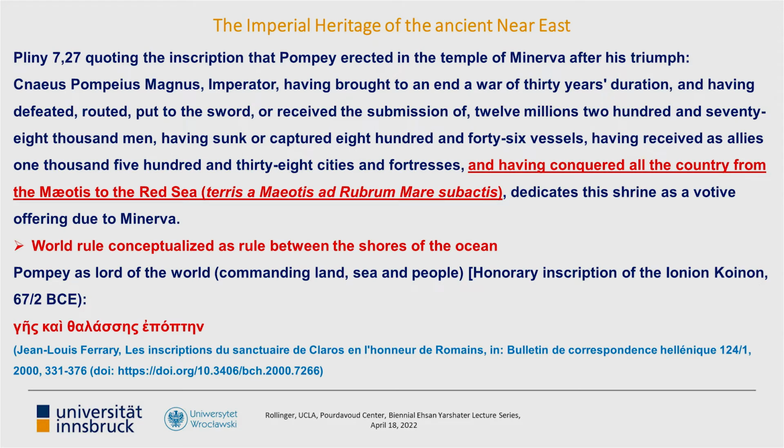Imperator, having brought to an end a war of 30 years' duration, and having defeated, routed, put to the sword, or received the submission of 12,278,000 men, having sunk or captured 846 vessels, having received as allies 1,538 cities and fortresses, and having conquered all the countries from the Maeotis to the Red Sea.